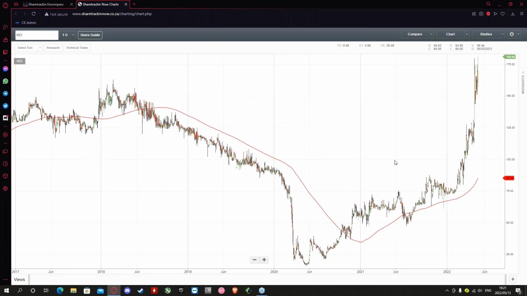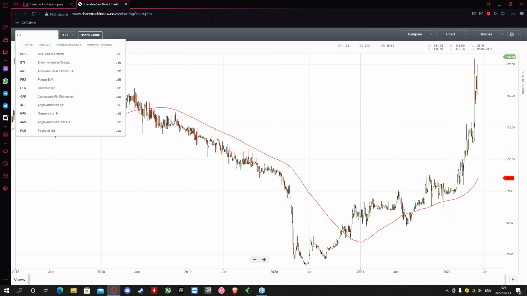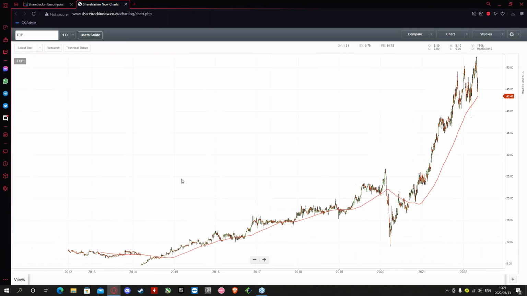If you get a share, for instance, like TCP, that's a really good example of a share that tends to stay above that 200-day moving average. So that would be a good share to go with if you want to go long term, because it's always above this 200-day moving average line. Yes, over here it did fall because of COVID, but it did retrace again and go back onto its trend, and even a stronger trend than what it was previously. All right.